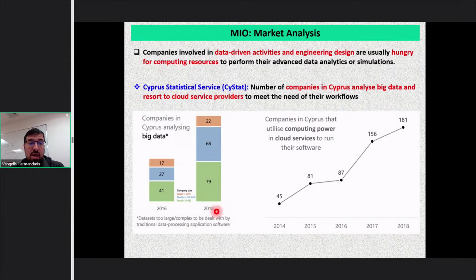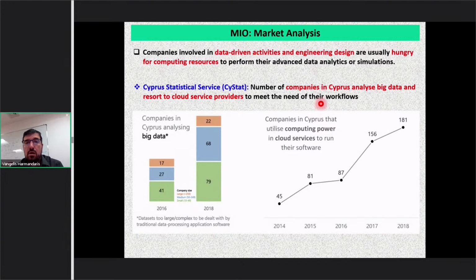We don't have data for 2019 and 2020. But you see that within 2 years, we have almost doubled the number of companies which are very interested in analyzing big data. It was from 85 to 169 within 2 years. At the same time, you see that the companies that utilize computing power in cloud services, within 4 years, are more than 4 times up. So it seems that despite the fact that Cyprus is a small country, there is a huge need here for big data, for simulations, for computations.